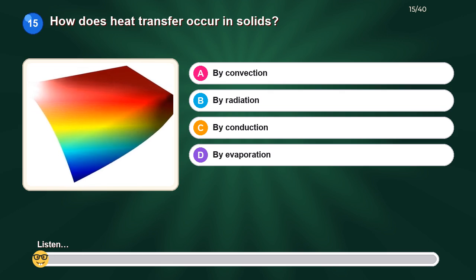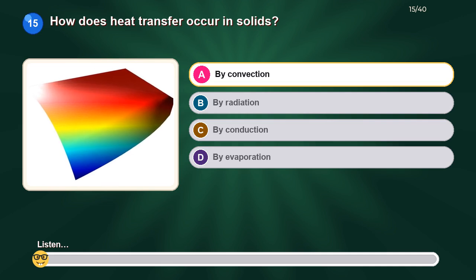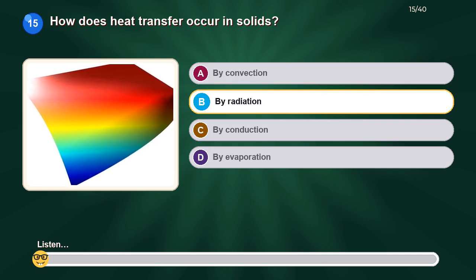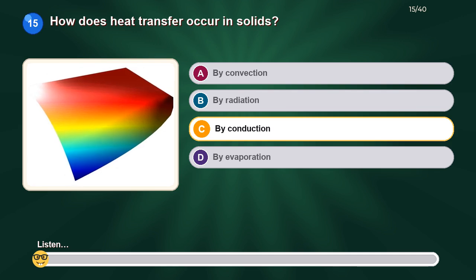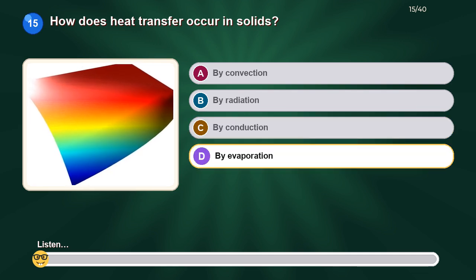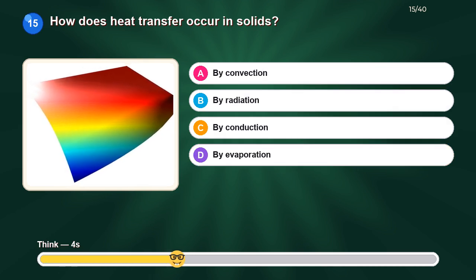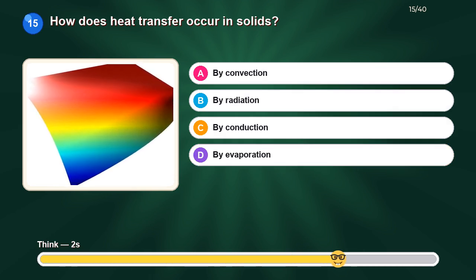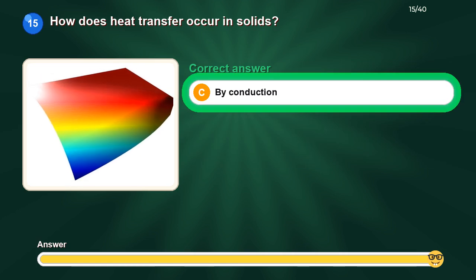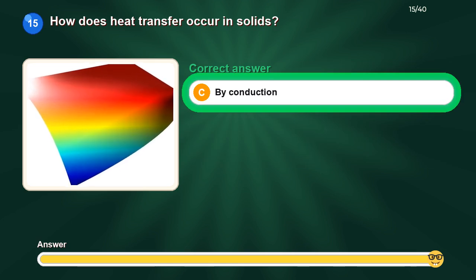How does heat transfer occur in solids? Option A, by convection. Option B, by radiation. Option C, by conduction. Option D, by evaporation. The correct answer is by conduction.